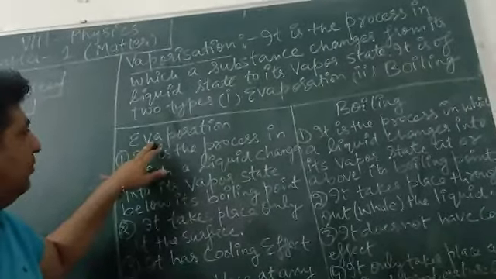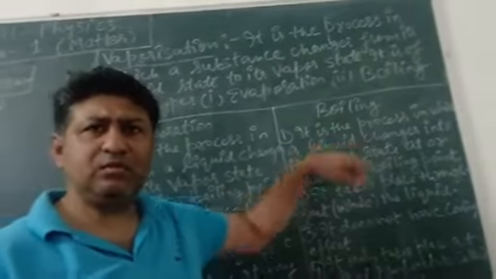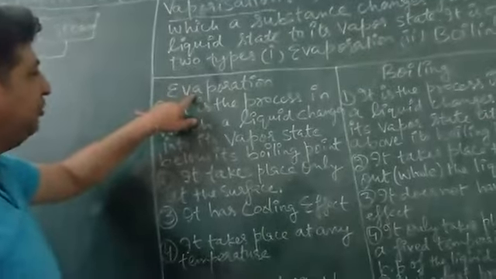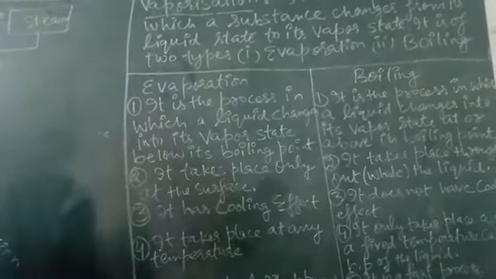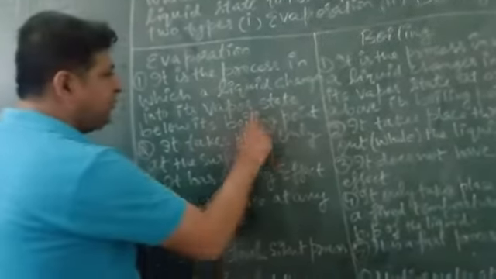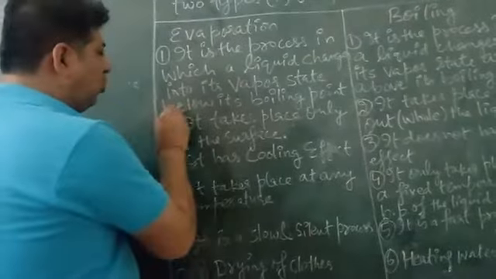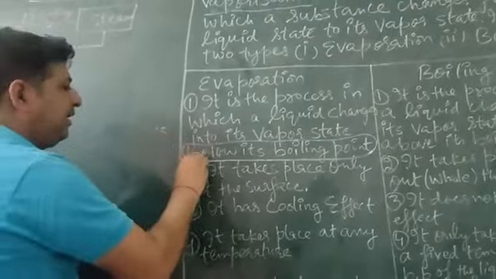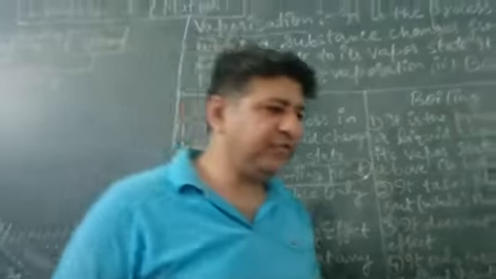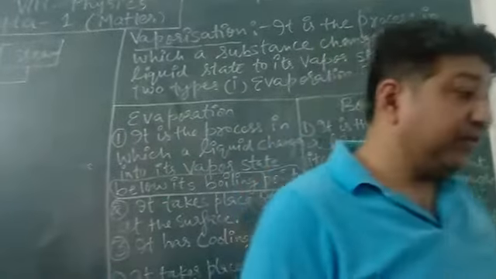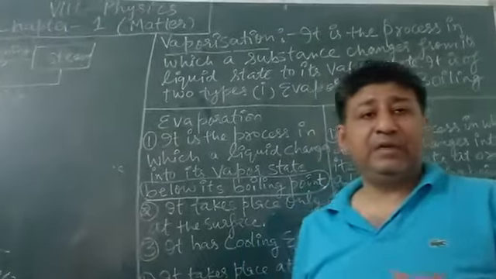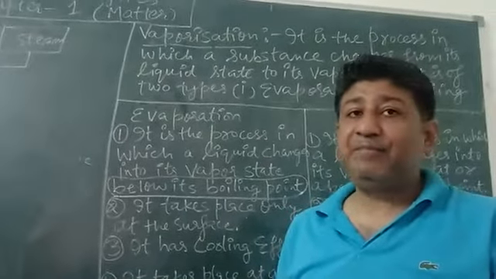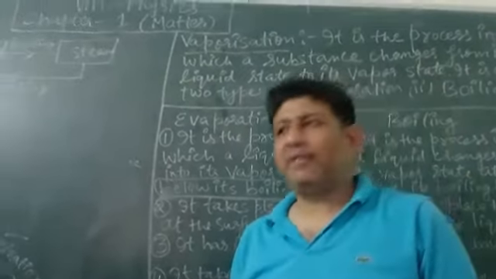What is the difference then? We are familiar with this term evaporation. We are familiar with this boiling. So what is the difference? Let's check it out. Evaporation, by definition, is the process in which liquid changes into its vapor state below its boiling point. Any liquid that we have has some fixed boiling point. So if the vapors are being formed at a temperature lesser than that, let's take water as an example.